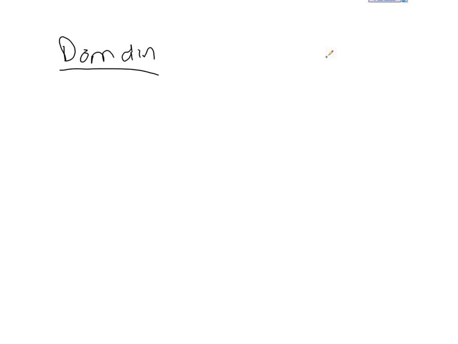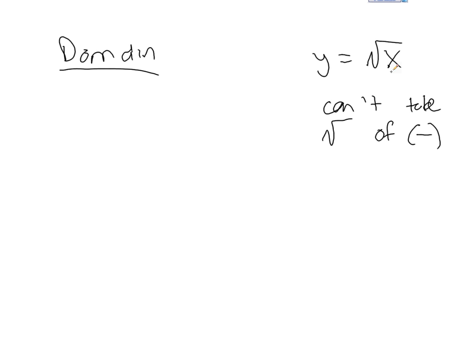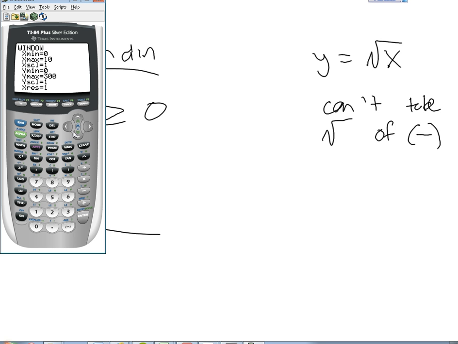So domain, remember, refers to the values of x that can be used. Now I know I can't take the square root of negatives, and so that tells me that x has to be greater than or equal to 0, since 0 times 0 is 0. So that's why when we look at our graph, even if we go into negative territory, let's say negative 100 here, we're not going to see anything, because this function only exists inside the first quadrant.